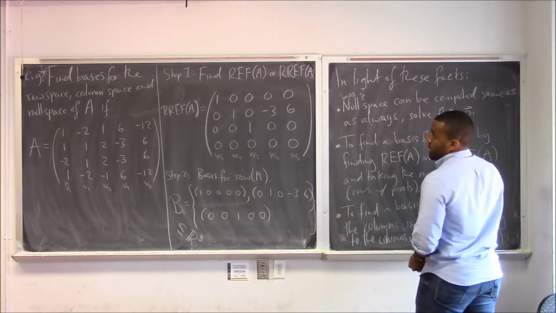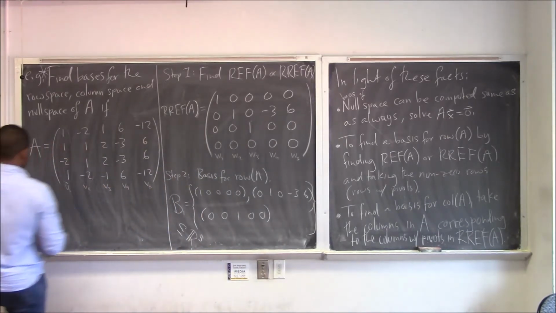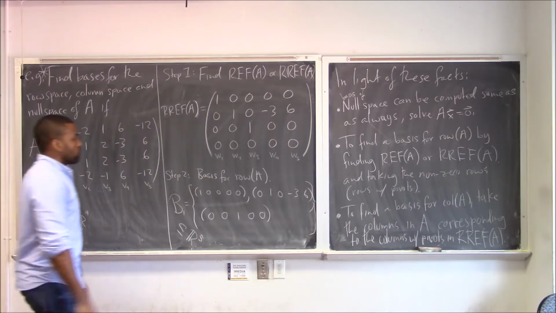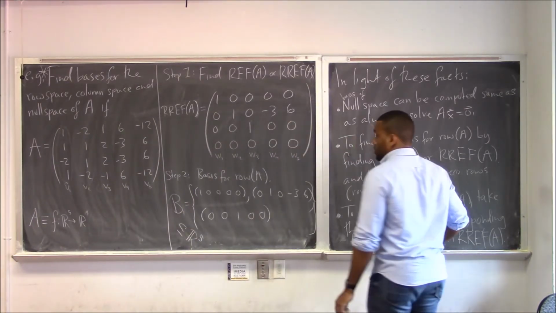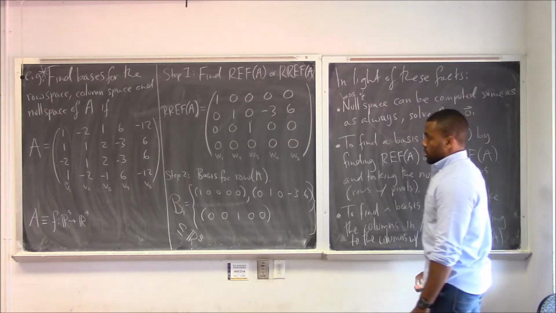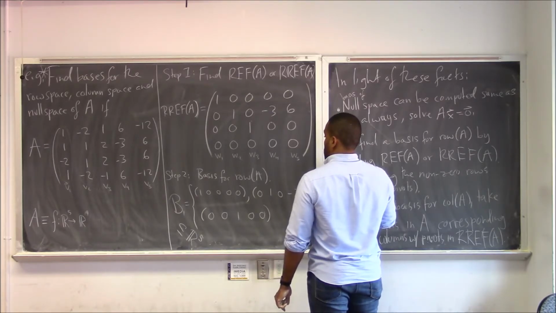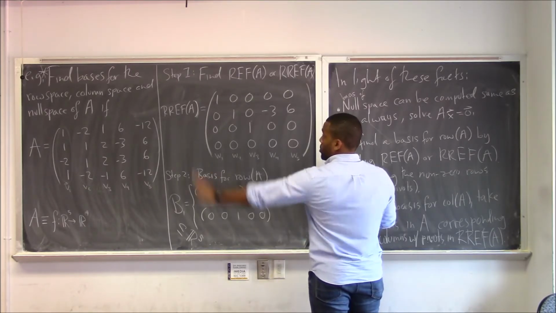Right? The idea being is this guy here, you can think of being equivalent to some function that goes from R5 to R4. So the row space is a subspace of R5. Let's move on to, we also want to find the column space.